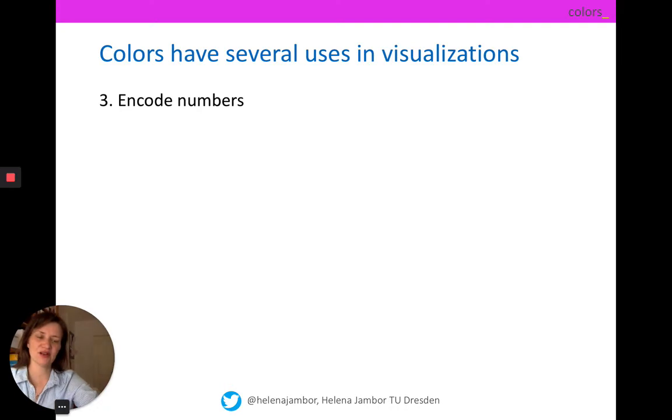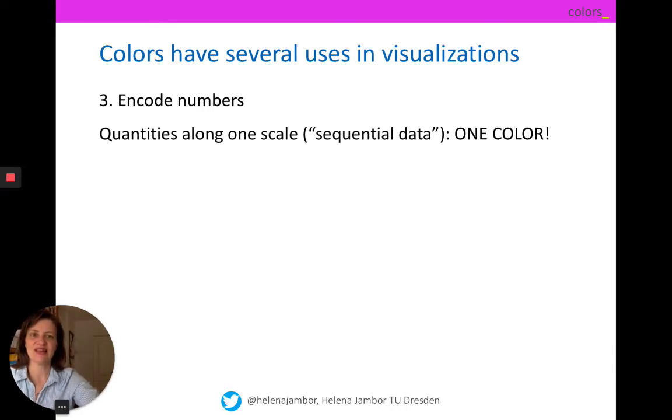The third possibility that we use color for is to actually encode numbers. And this is very, very commonly done, obviously, with maps and also in many charts. So there are several possibilities how we can encode numbers with colors. So the first is that we maybe want to encode the quantity along a common scale. This is called sequential data.